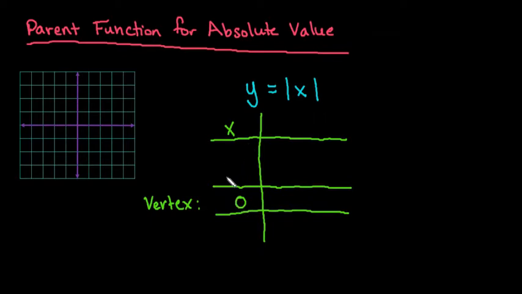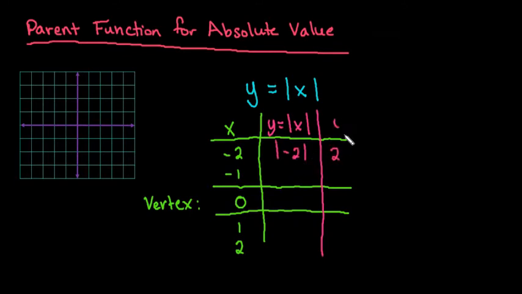So with this, I'm going to pick 0, and then I'm going to pick 2 negative values for x, and 2 positive values for x. And so remember that what we're doing to figure out what our y coordinate is, we're going to plug it into the equation y equals the absolute value of x. So the absolute value of -2 is always 2.